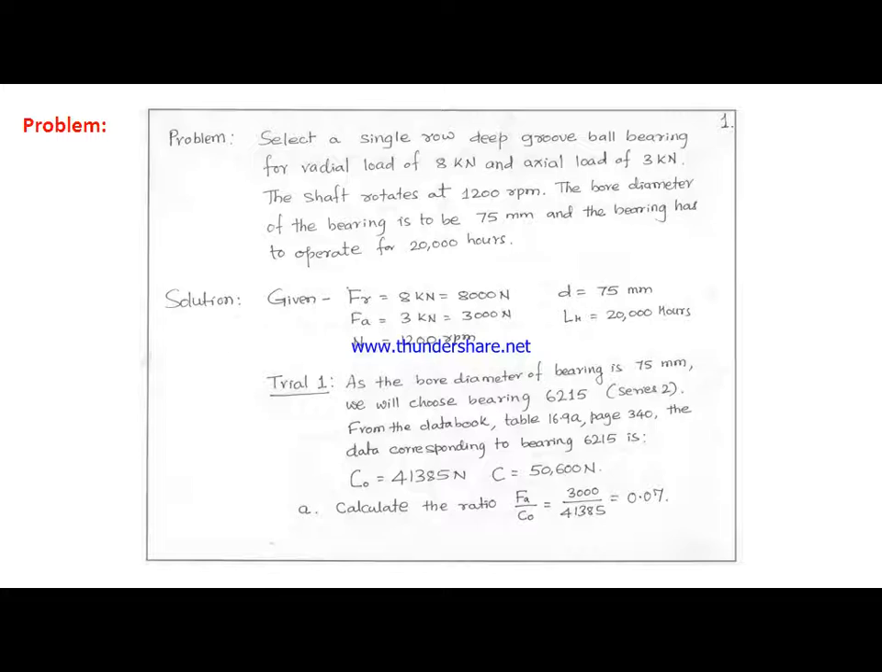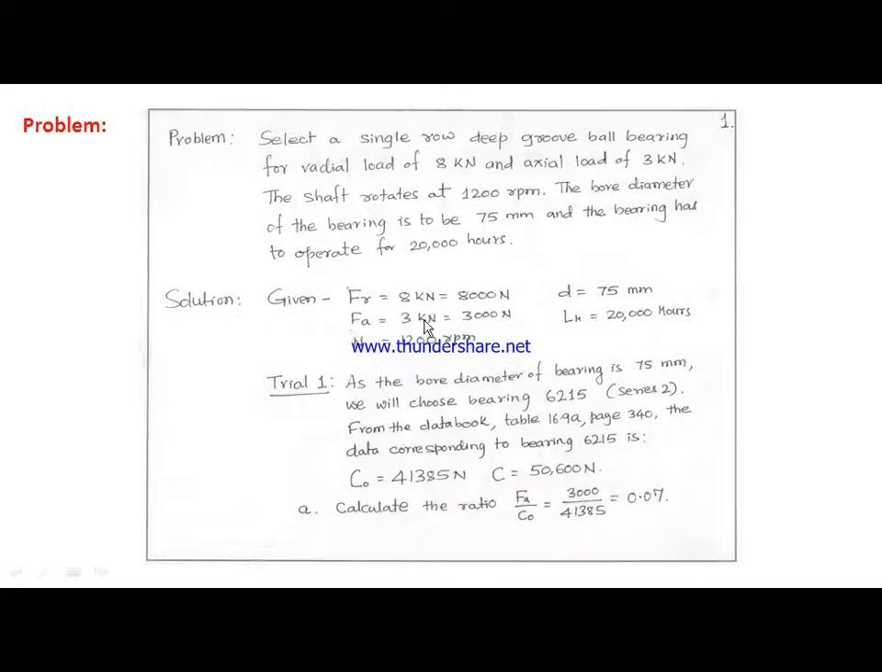In this problem we have to select a single row deep groove ball bearing for a radial load of 8 kN and axial load of 3 kN. The shaft rotates at 1200 rpm. The bore diameter of the bearing is to be 75 mm and the bearing has to operate for 20,000 hours.